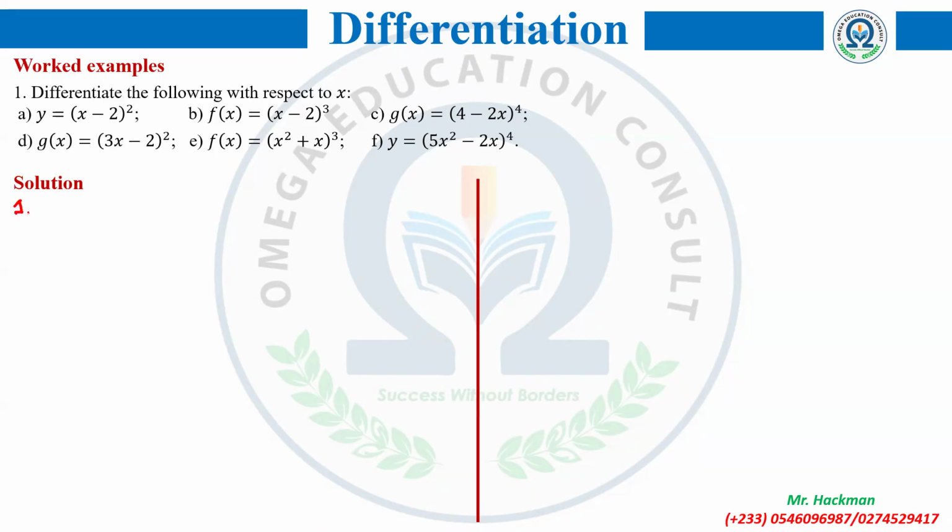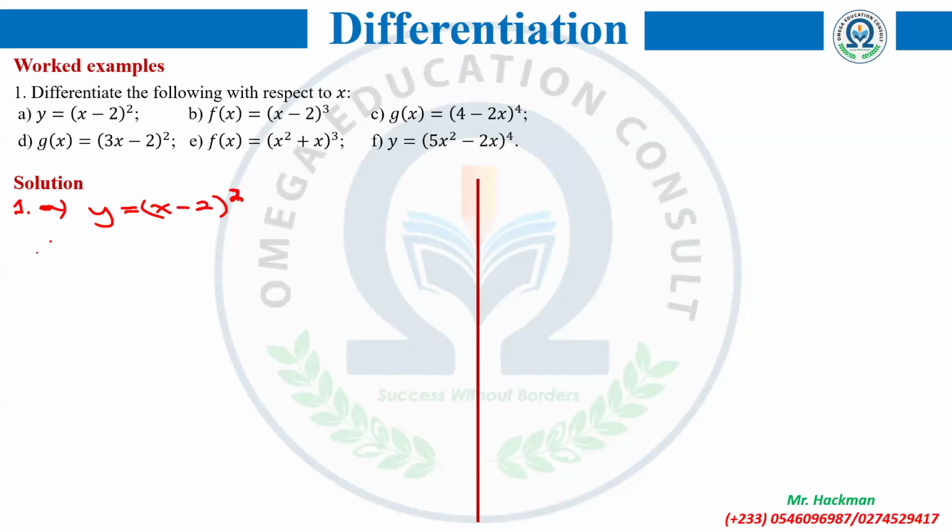After that, we come to A. The minor question number A, what are we given? y is equal to x minus 2, the whole of that squared. This one is just copy and paste. Now we are differentiating with respect to x, so it means we are taking d dx of both sides.